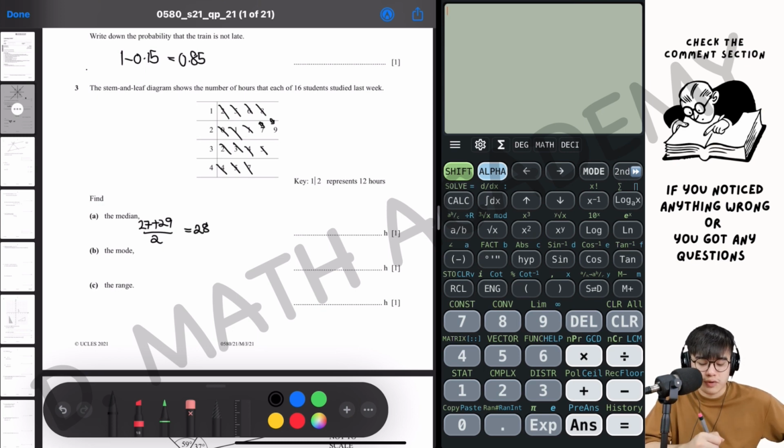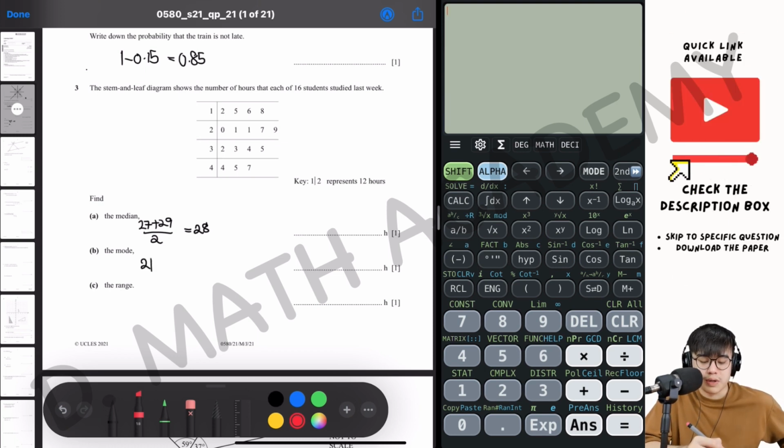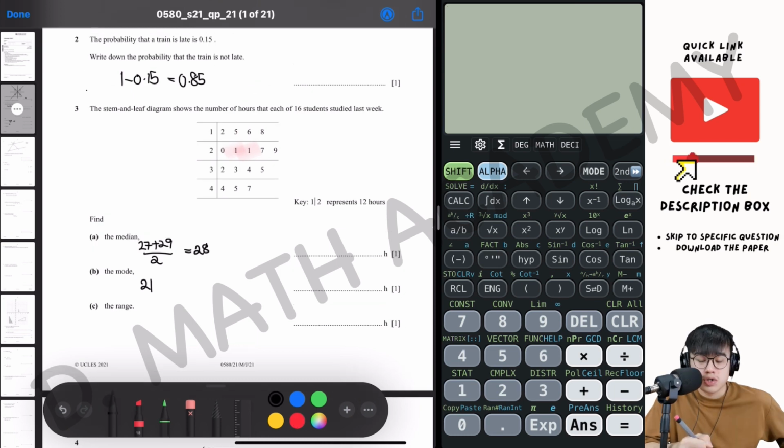After you're done with the median, I will now erase everything to check the mode. For the mode here, we're looking for the value that repeated the most. In our case, that will be 21, which appeared twice over here. For the range, the smallest one is 12, while the largest is 47. Taking 47 minus 12, you're supposed to get your answer as 35.